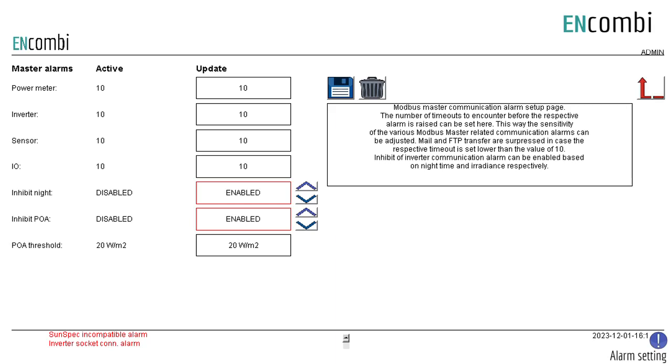Next is the Modbus master communication alarm setting. Here you can filter the number of Modbus communication alarms before provoking them. If you enter 10 alarms for the power meter, then you will only provoke the power meter communication alarm after 10 alarms. The same logic applies to the inverter, input-output and sensor alarms. Furthermore, it is possible to inhibit the inverter-related communication alarms based on nighttime condition and/or low irradiance for preset values.